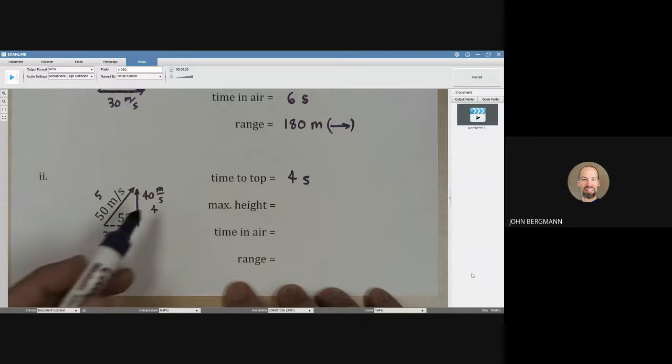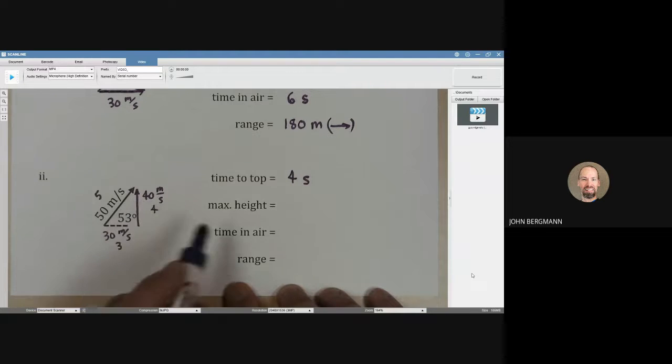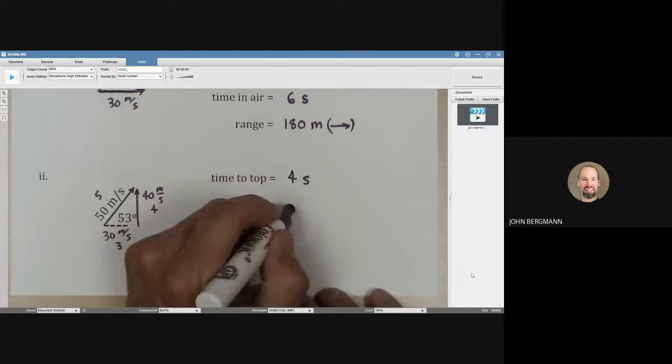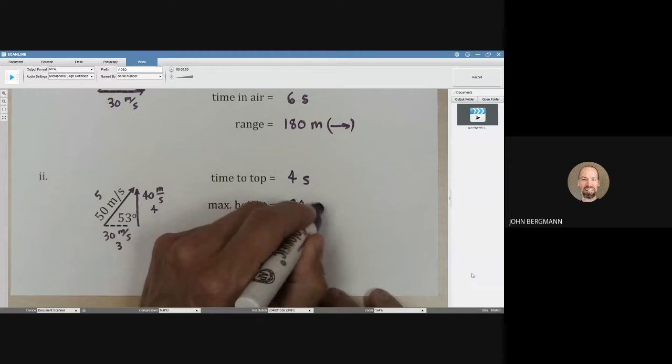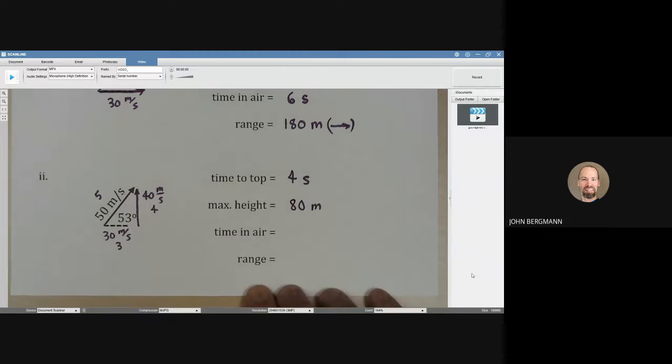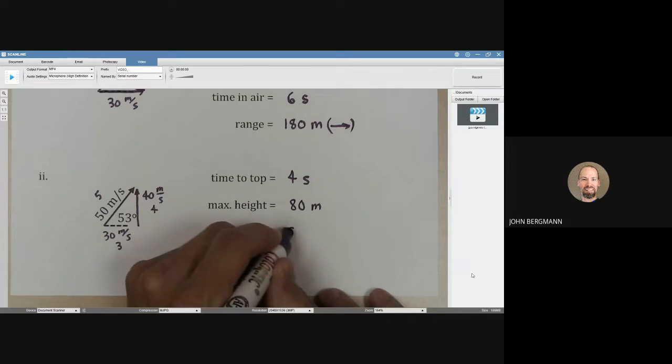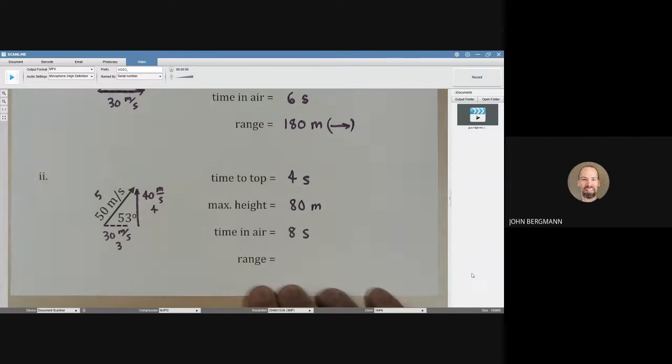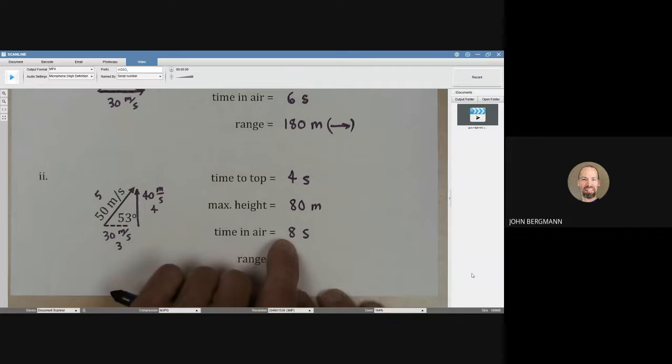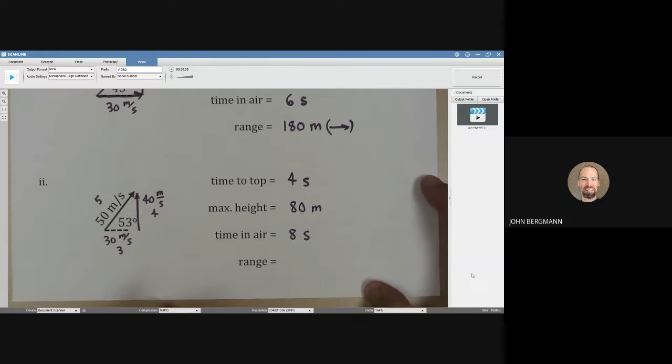The maximum height. What's the average as it goes to the top? The average will be 20 because it stops at the top. So the average is 20, and it does that for 4 seconds. I think it's going to go 80 meters high, roughly. The total time in the air, again, we're going to assume it's going to land at the same elevation that it was launched from, so same amount of time to come down as go up. And the range is going to be 30 meters to the right every second, multiplied by the entire time it's in the air. I think that's going to be 240 meters.